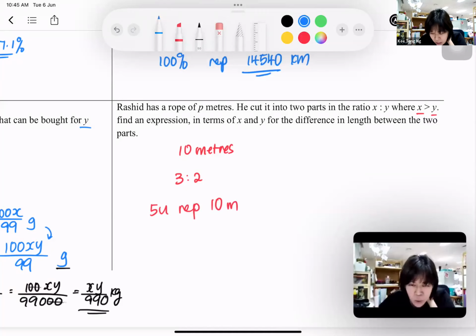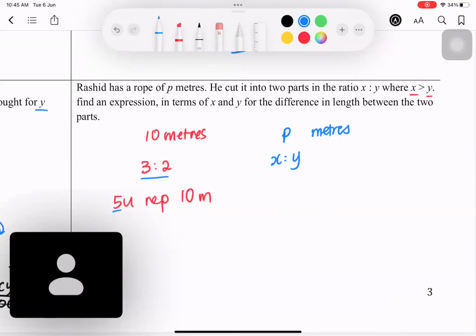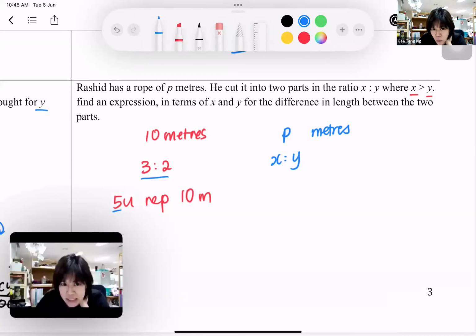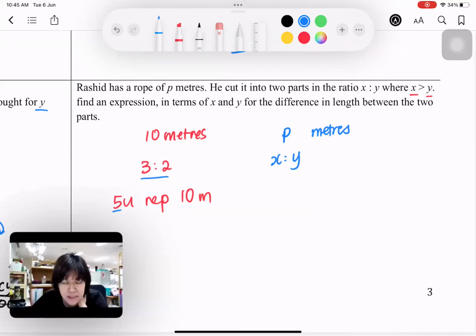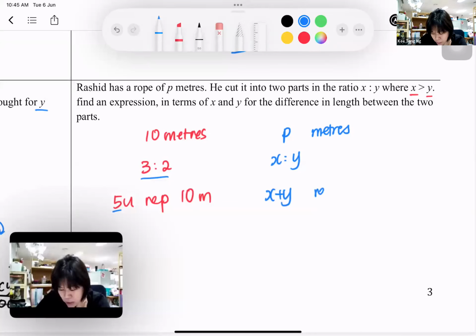So if this is numerical, but now I change it to P meters in the ratio X:Y, what should I start off with? How did we get 5 in the first place just now? What is the number of units? 5. XY? Really? Does XY mean X times Y? Was it 3 times 2 or 3 plus 2? X plus Y. Yeah, so it should be X plus Y number of units represent P meters.